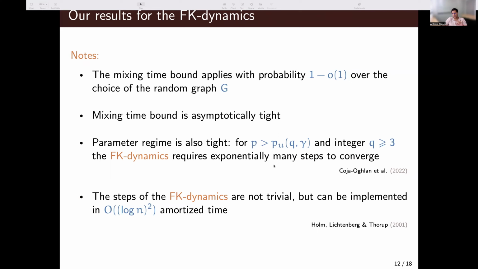And to transfer the results from the random cluster to the Potts model, notice that there is this loss of a log square n factor, but this is because the steps of the FK dynamics are a little bit more complex, right? We need to check whether an edge is a core edge or not. But this can be done in log square n amortized time, using results from the dynamical connectivity problem, from 20 years ago.